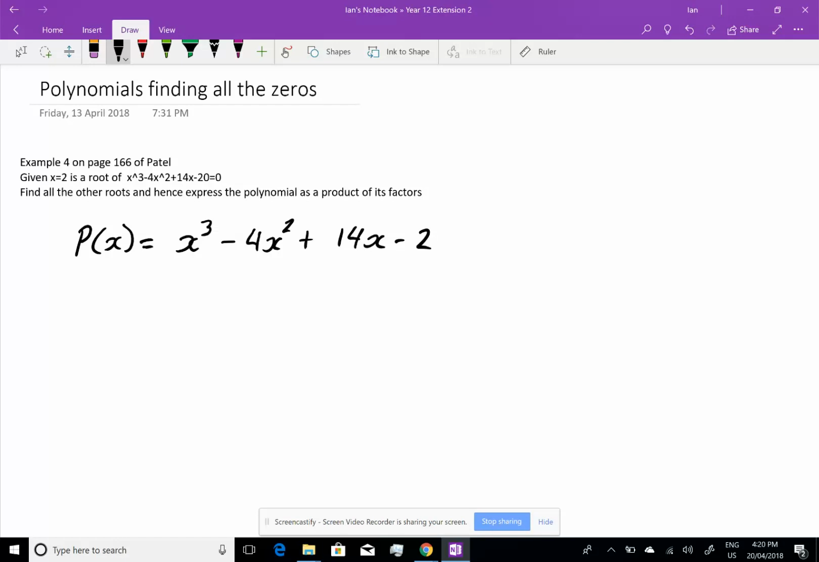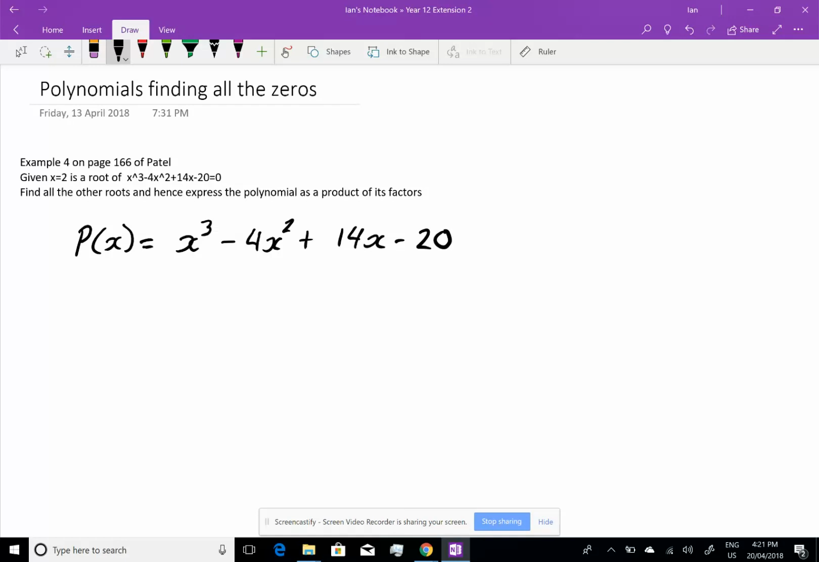It goes like this. Given that x equals 2 is a root of the equation x cubed minus 4x squared plus 14x minus 20 equals 0, find all the other roots and hence express the polynomial as a product of its factors. So here we go. Here's my polynomial: x cubed minus 4x squared plus 14x minus 20.